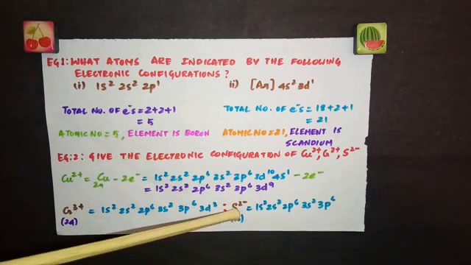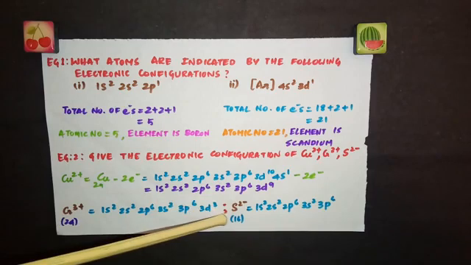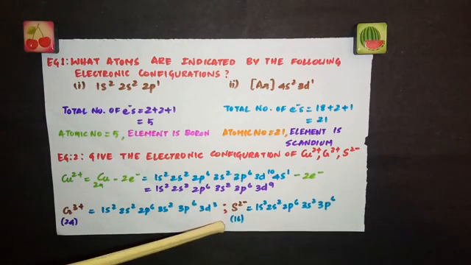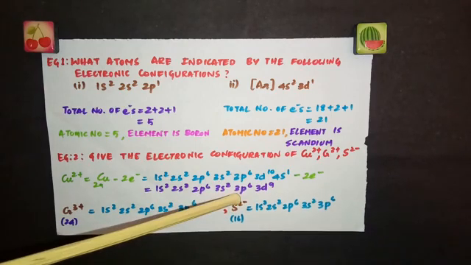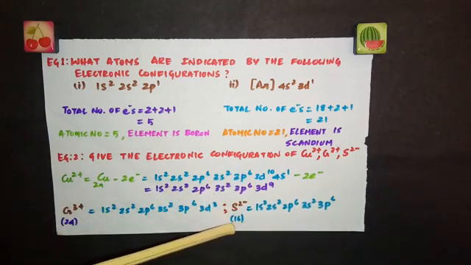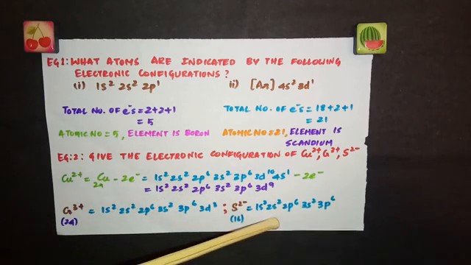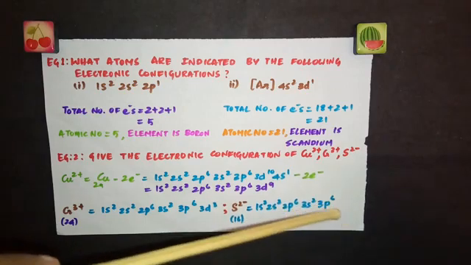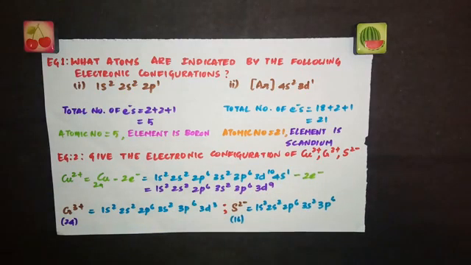And the last one, S2 minus, it is sulfur. For sulfur, the atomic number is 16. When you write 2 minus, 2 electrons are added. So the total number of electrons is 18. So you can write 1s2, 2s2, 2p6, 3s2, 3p6, where you have 18 electrons. For sulfur, the configuration is different, and for S2 minus, it is different. Depending upon the number of electrons, you should write the electronic configuration.